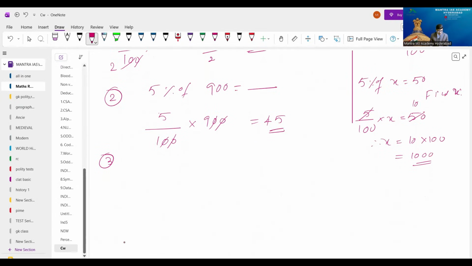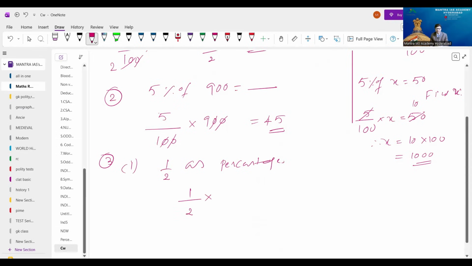The third one, first bit is: express 1 by 2 as a percentage. That's the question. Whenever you have 1 by 2 and want to express it in percentage, simply multiply by 100. 2 fives are 10, so 5 times 10 gives its value as 50 percent. That is 1 by 2.